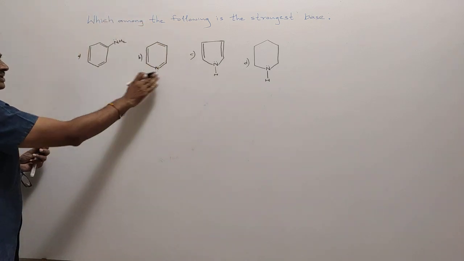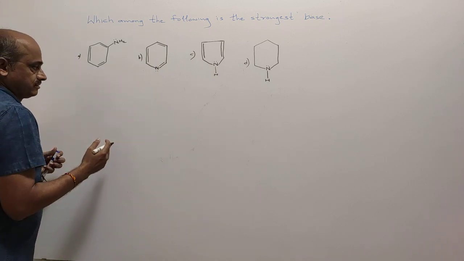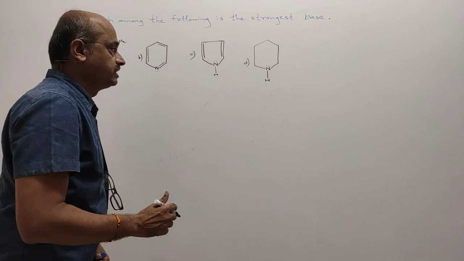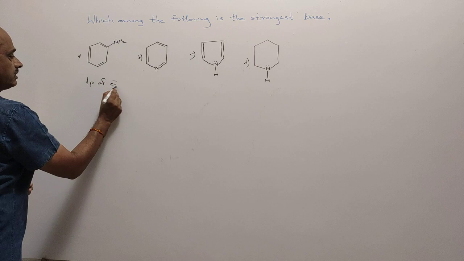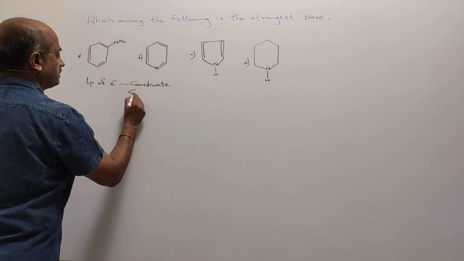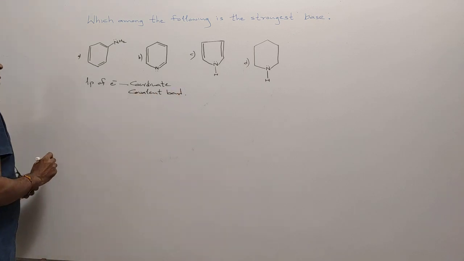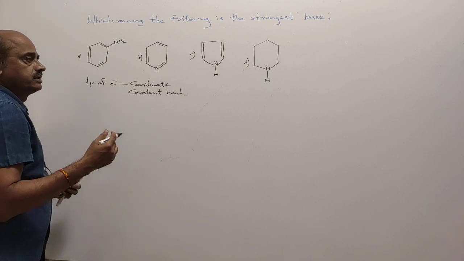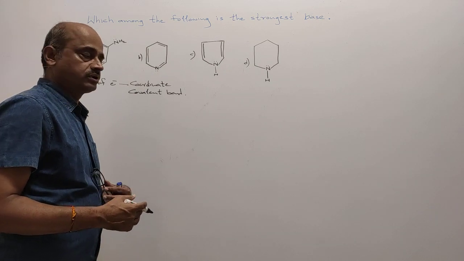Now, since these are nitrogen containing compounds, the basicity will be because of what? The lone pair of electrons which is available for coordinate covalent bond formation. The lone pair of electrons is present on nitrogen, and a strong base means the one which will easily make its lone pair available to form a coordinate covalent bond. Okay.